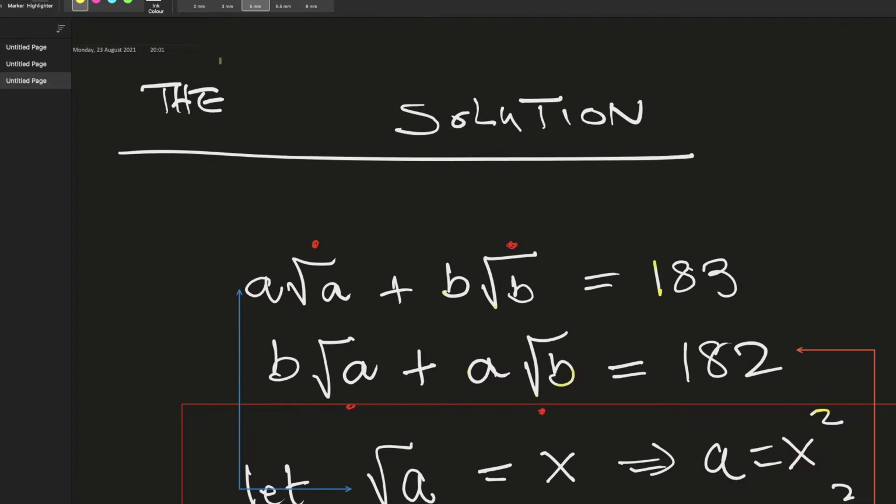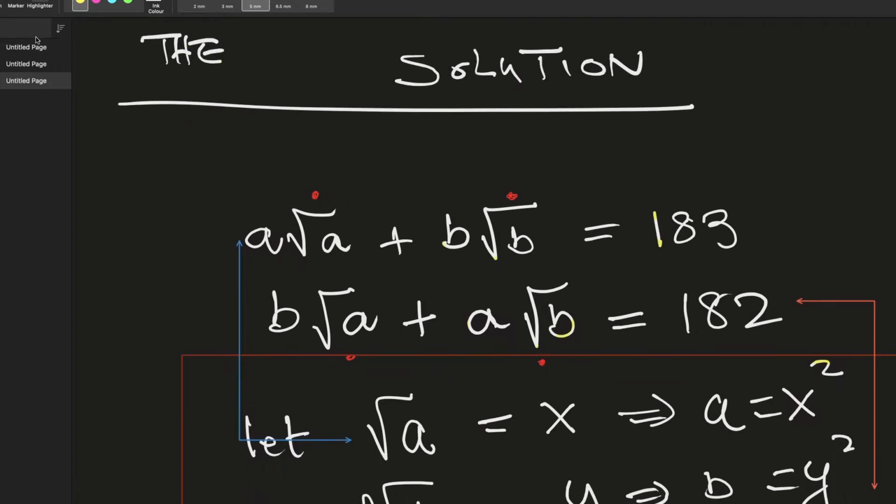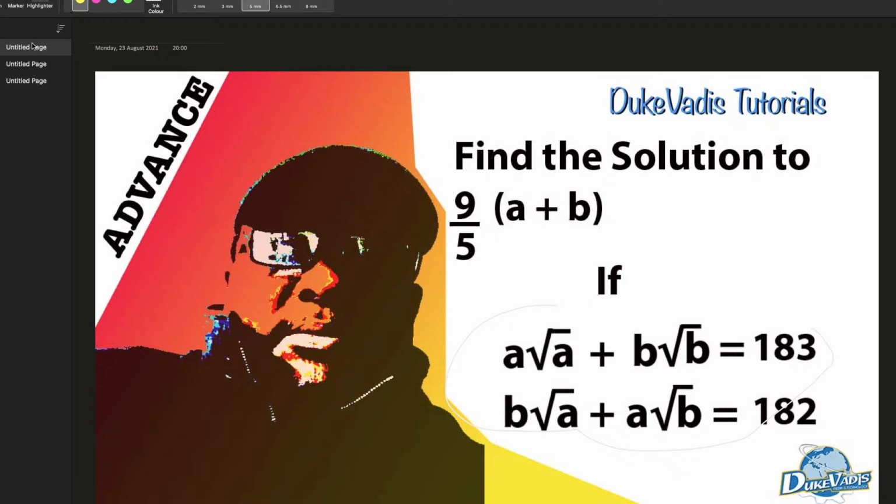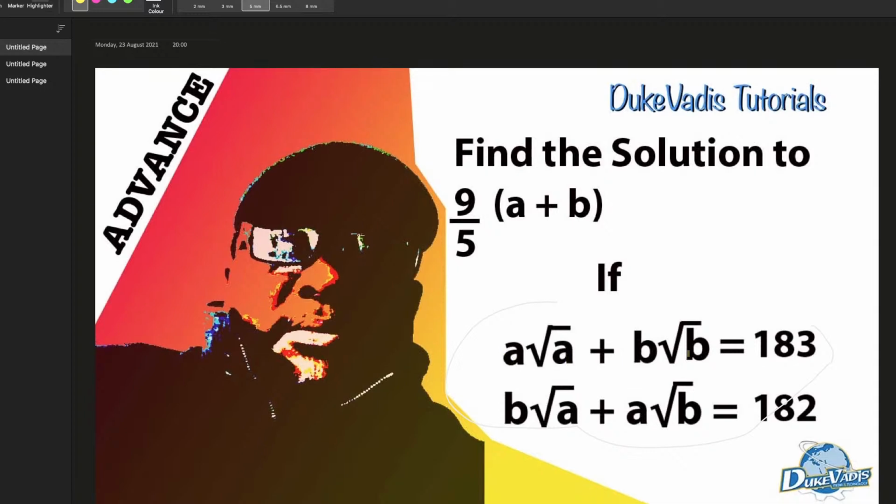On the screen, as you saw earlier, the question given to us was to find a solution to 9 over 5 multiplied by the sum of A and B, if this condition holds: the third of A multiplied by A and the third of B multiplied by B is equal to 183, then the third of A multiplied by B and the third of B multiplied by A is equal to 182. Then we must be able to solve this. We must be able to compute that. So that is what we have at the moment.